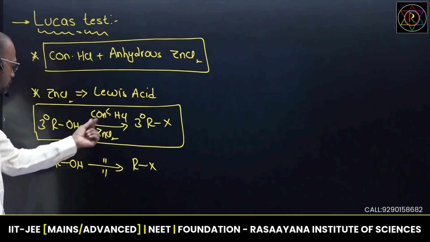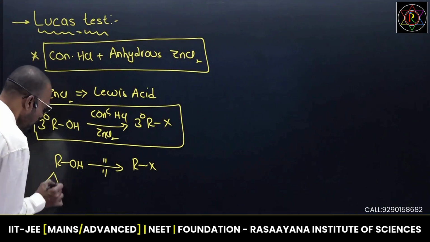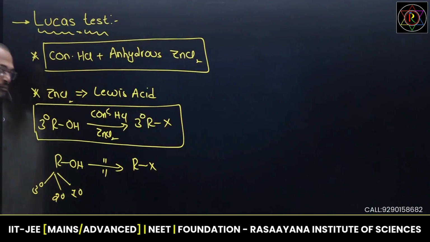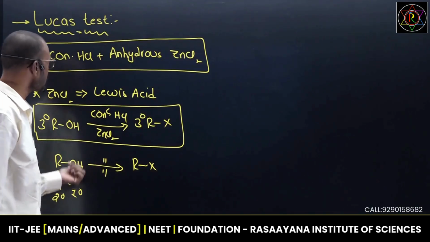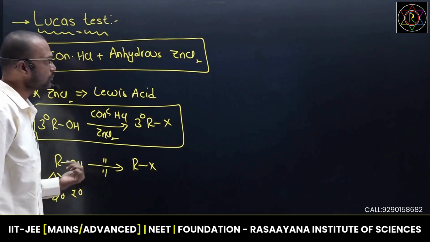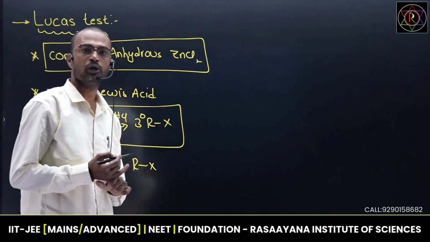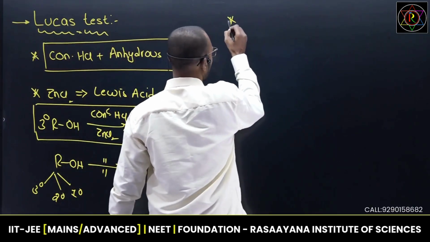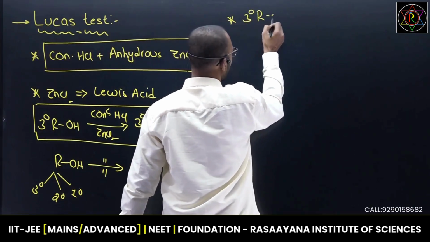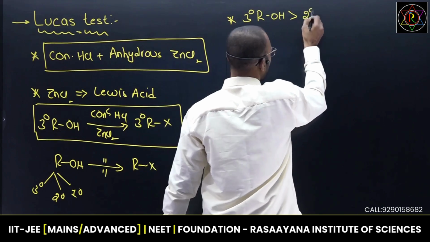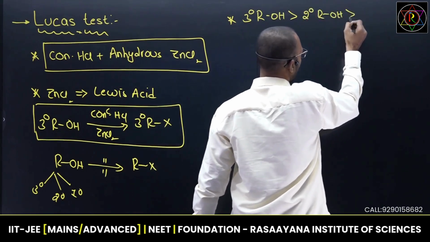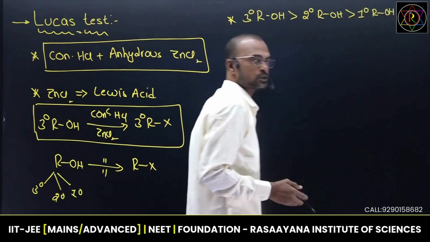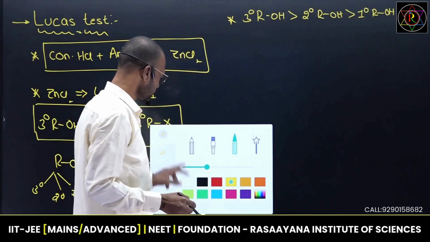Now here I am using a reagent. What type of alcohol can we use? We can use a tertiary alcohol, secondary alcohol and primary alcohol. Three different types of alcohols we can use in the Lucas test. But this test is a qualitative identification test only for tertiary alcohol. Tertiary alcohol is more reactive as compared to secondary alcohol. Secondary alcohol is more reactive as compared to primary alcohol in this case.